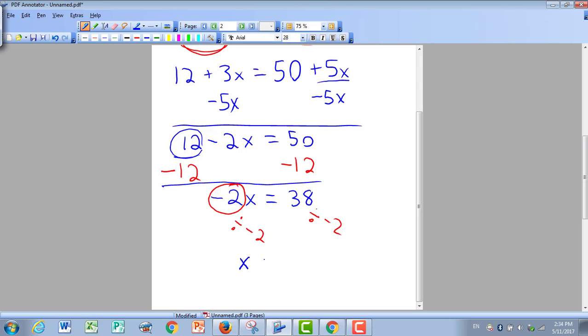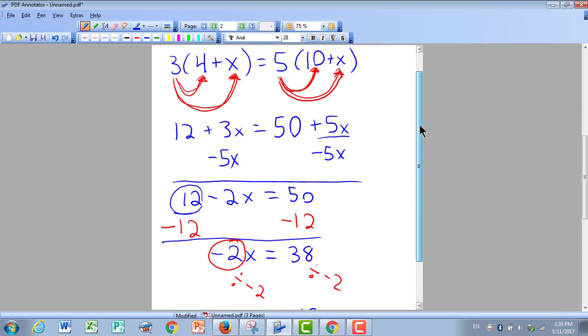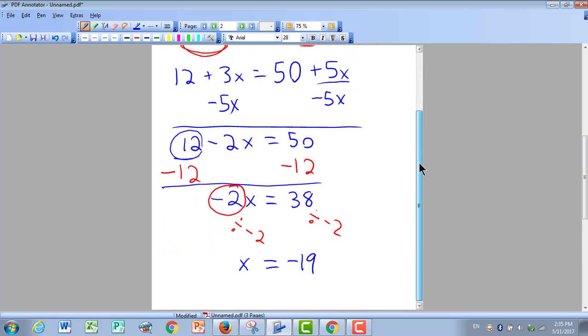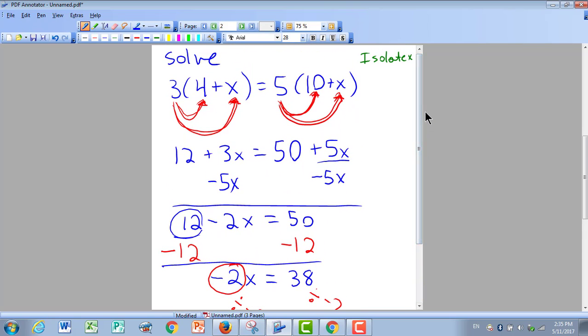x equals negative 19, and that's our answer. So of course, we always have to check our answer. I'm just going to go back and make sure I have the right equation. There we go. And let's just look at my steps one more time.